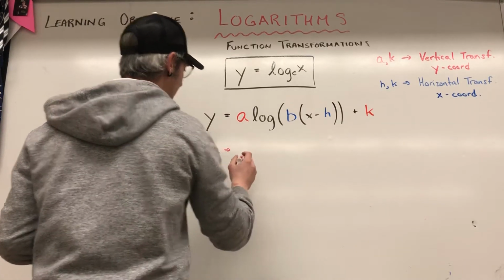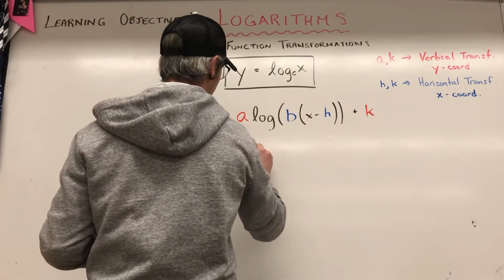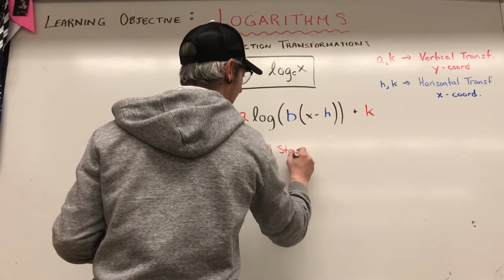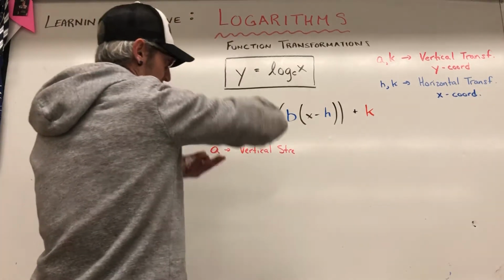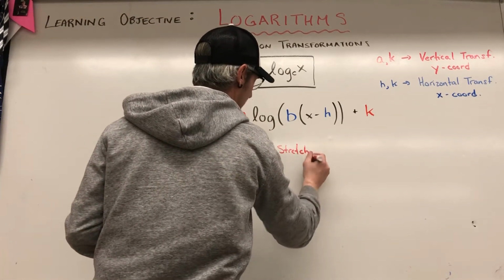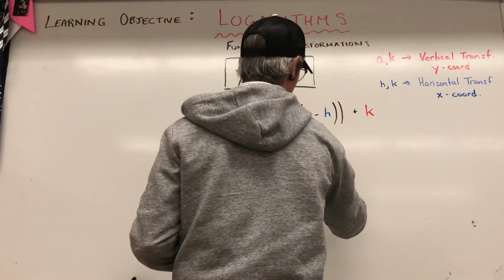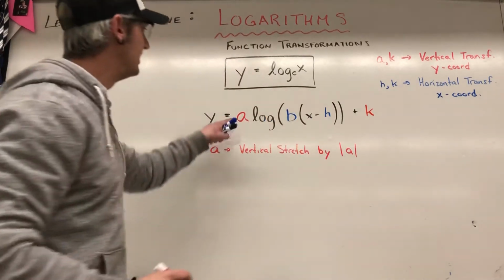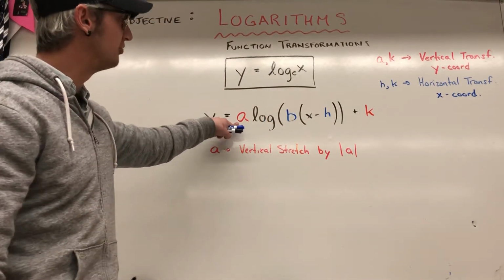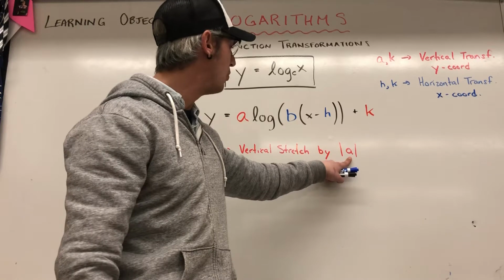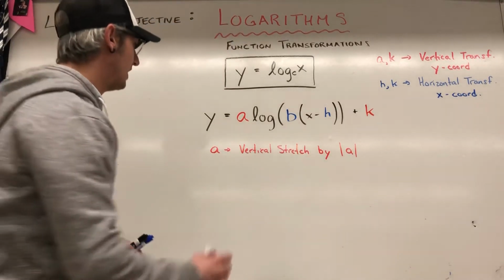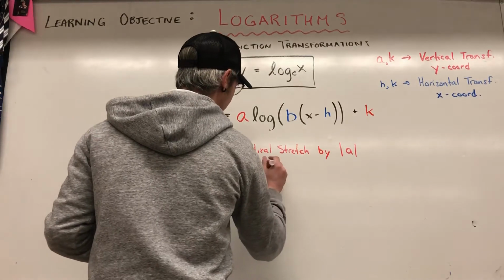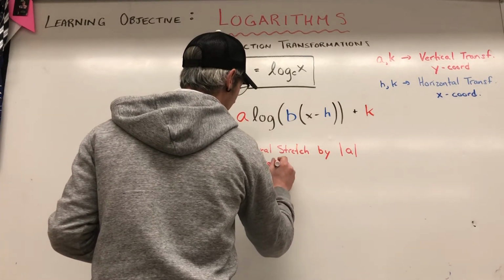A represents my vertical stretch or compression. I might stretch it vertically or I might squeeze it vertically, by a factor of the absolute value of A. Okay? So if I have a negative 2 here, it's going to be a stretch by a factor of 2. I'm going to multiply all my y coordinates by 2. If A is negative, it's going to be a reflection.